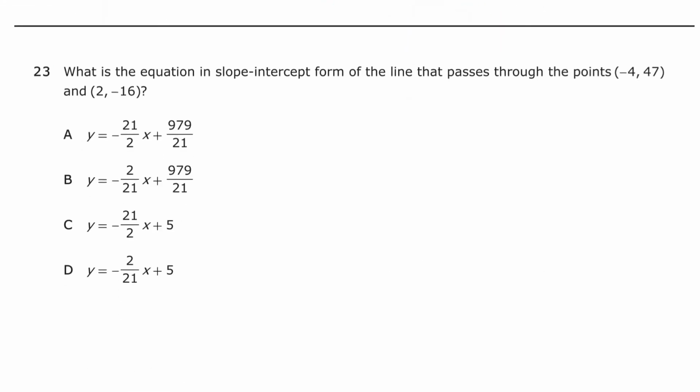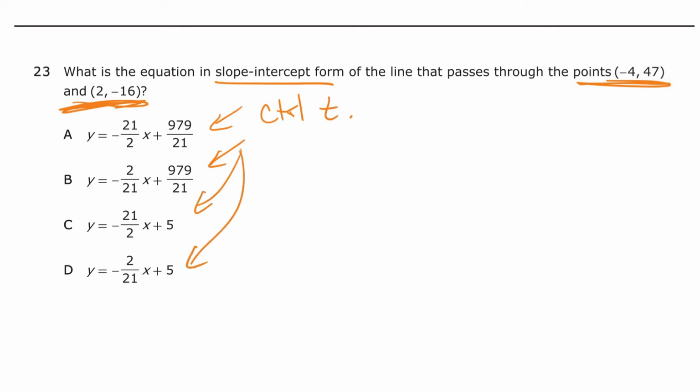Next question is talking about slope-intercept form that passes through these 2 points. The quickest and easiest way on that would be to graph these and then hit Control Table on the calculator. And we'd graph all of them, hit Control Table, and check to see if it goes through these points. If we were going to do it by hand, we could plug these points into each equation and test it. But I'm just going to show how you would go forward from the 2 points.